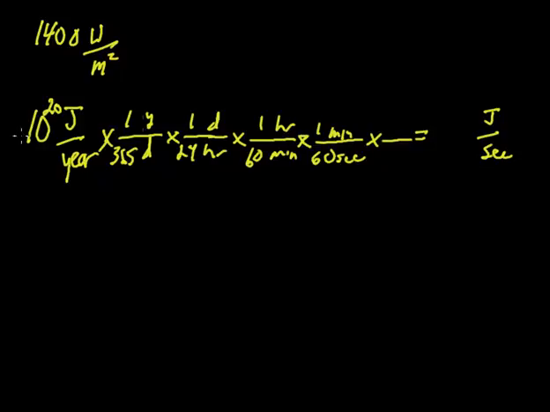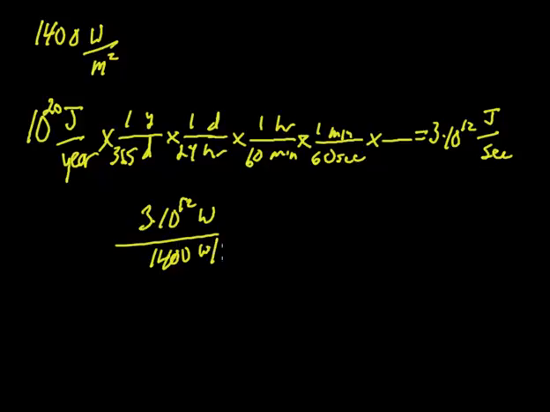So I multiply everything on the top, divide by everything on the bottom, and I get something on the order of 3 times 10 to the 12 joules per second, or watts. If I have 3 times 10 to the 12 watts, and divide that by 1400 watts per meter squared, that gives me 2 times 10 to the 9 meter squared. Notice the watts cancel and the 1 over meter squared goes up. So this is the surface area that needs to be covered.